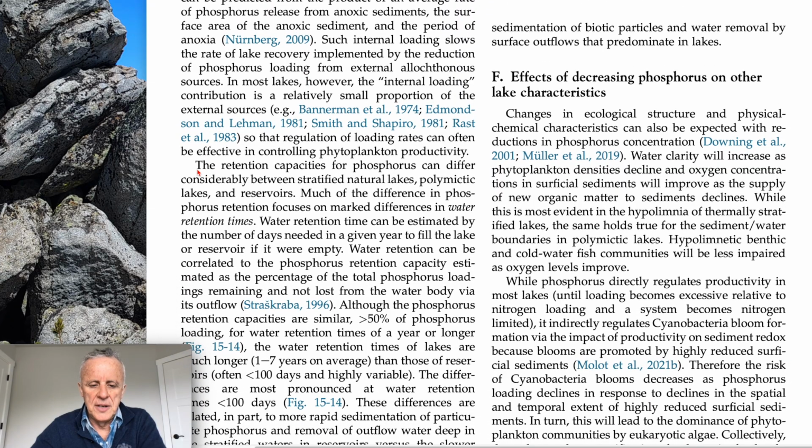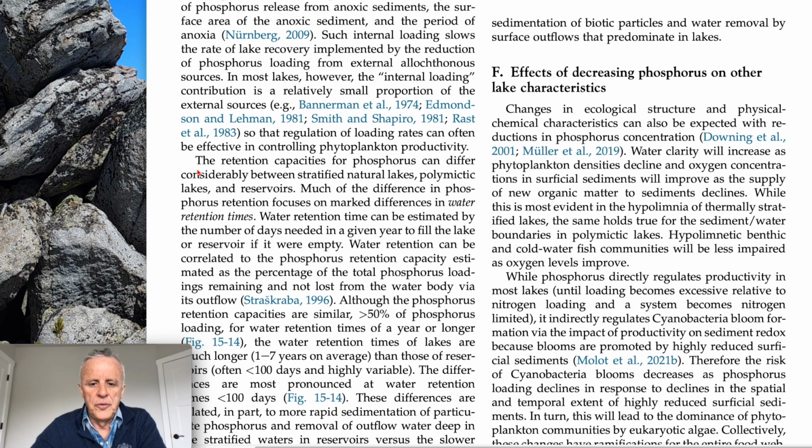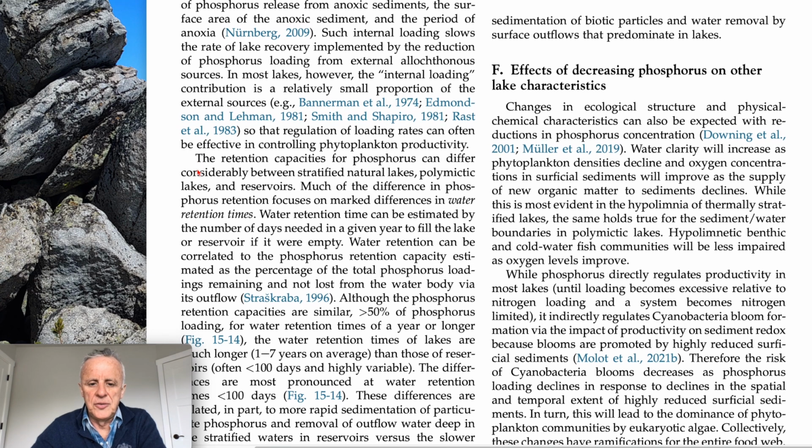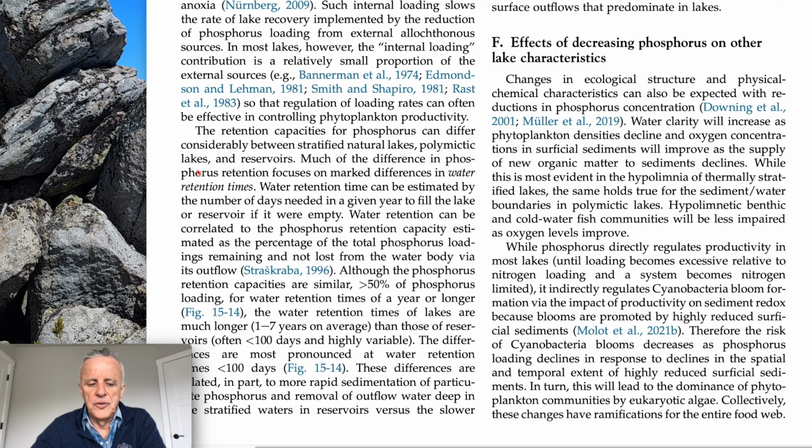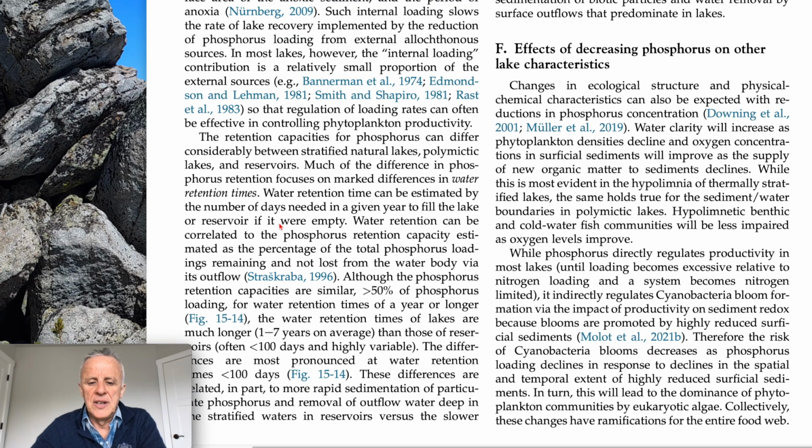that section. The retention capacities for phosphorus can differ considerably between stratified natural lakes, polymictic lakes, and reservoirs. Much of the difference in phosphorus retention focuses on marked differences in water retention times. Water retention time can be estimated by the number of days needed in a given year to fill the lake or reservoir if it were empty. Water retention can be correlated to the phosphorus retention capacity, estimated as a percentage of the total phosphorus loadings remaining and not lost from the water body via the outflow.